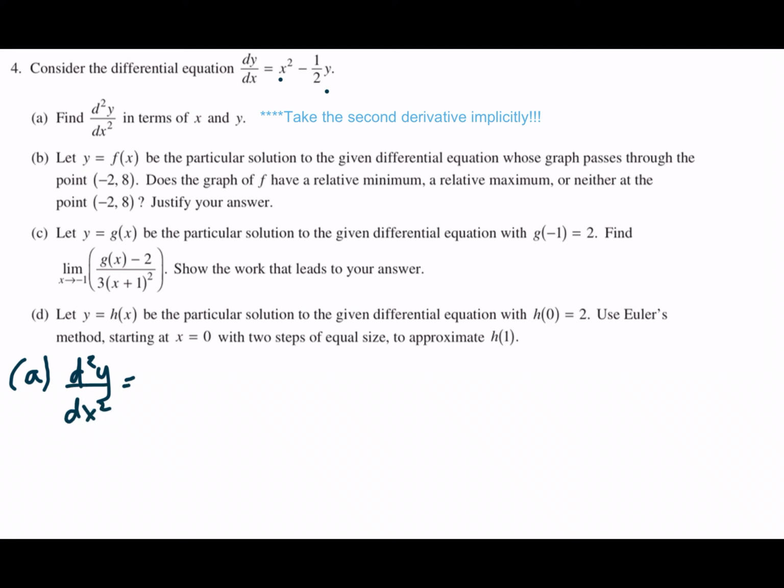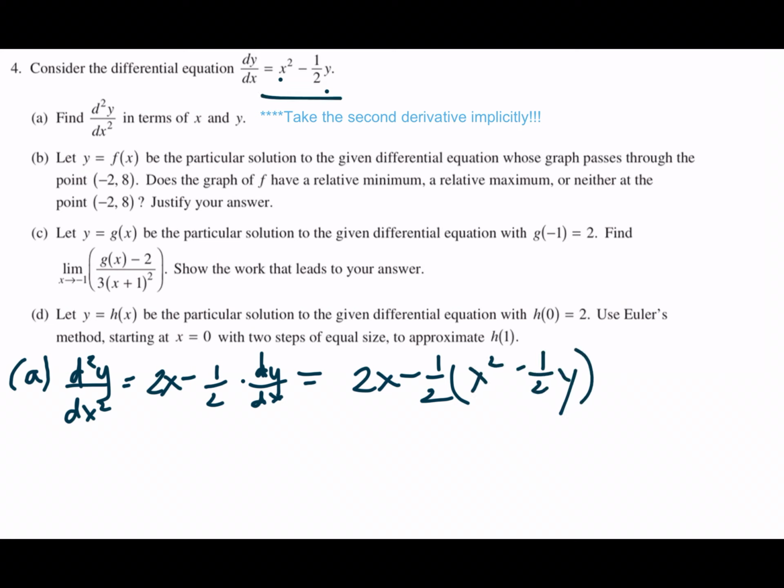The derivative of x squared is 2x, minus the derivative of 1/2 y, which is 1/2 times dy/dx, since I just took the derivative of y with respect to x. It says to write it in terms of x and y, so I'm going to have 2x minus 1/2 times dy/dx, which is x squared minus 1/2 y. And that's all I'm supposed to do here. Moving on to part B.